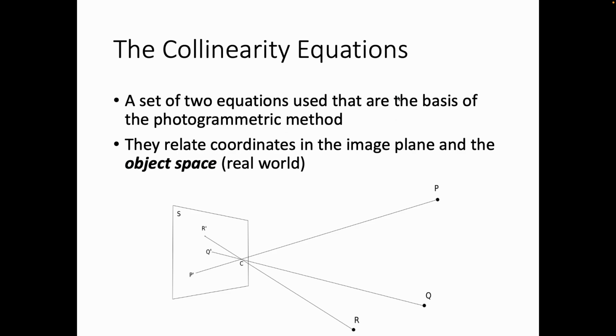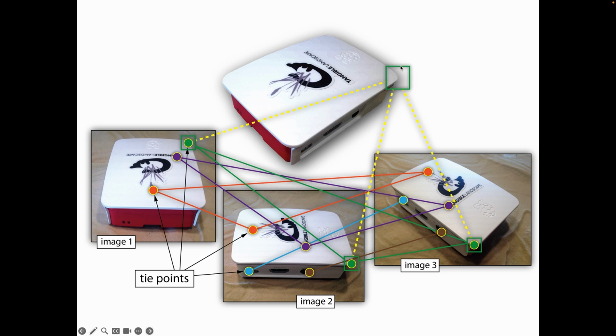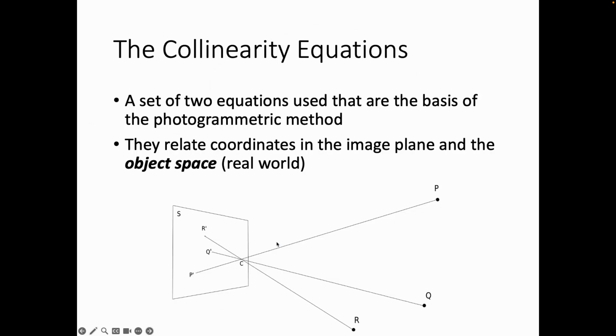And to do this, the process that is used to generate this kind of a result, an actual 3D coordinate from all these images, we're going to use what are called the collinearity equations. I'm not going to go into a lot of detail about these because they're pretty mathematical and a little bit beyond what we need for this video. But basically, this is going to be the mathematical foundation for how we relate coordinates in the image plane and coordinates in the object space.